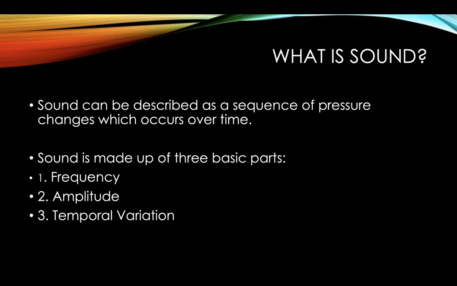And all sounds produce sound waves, and depending on the frequency, is how it is perceived by the listener. For example, the faster the waves are, the higher the sound will be, and the slower the waves are, the lower the sound will be. A sound wave is made up of three basic parts: frequency, amplitude, and temporal variation.